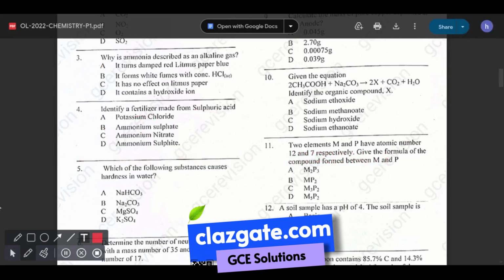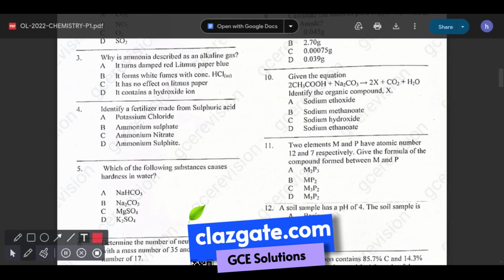Question number 5 is asking us, which of the following substances causes hardness in water? We have A, sodium hydrogencarbonate. B, sodium carbonate. C, magnesium sulfate. D, potassium sulfate. For hardness of water, we know that magnesium sulfate is a substance that causes hardness of water.